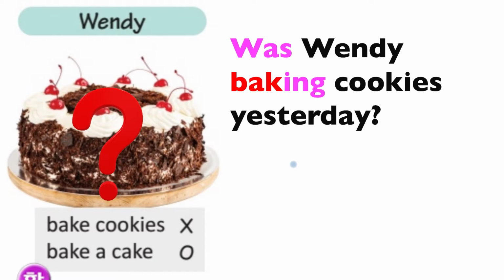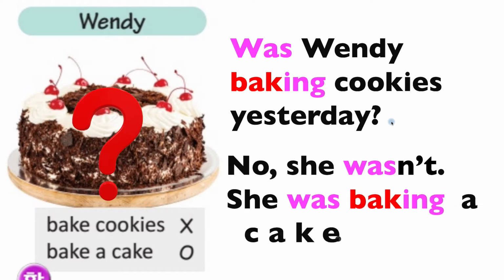Depends on the subjects. Yeah, so we've got Wendy, who is one person. So was Wendy baking cookies yesterday? No. She wasn't. She was baking a cake with cherries on it.